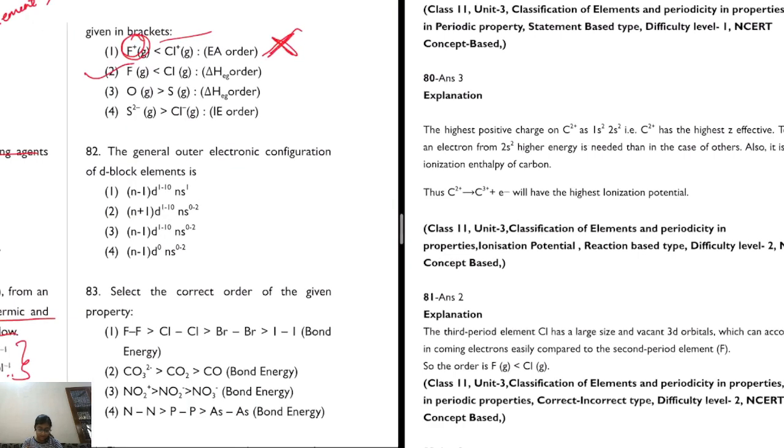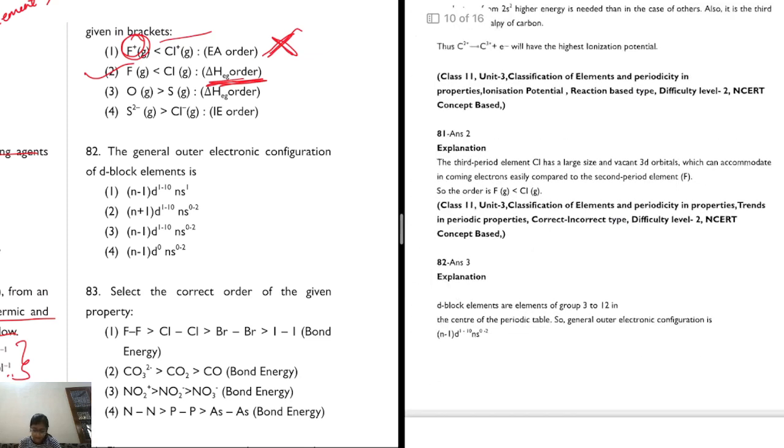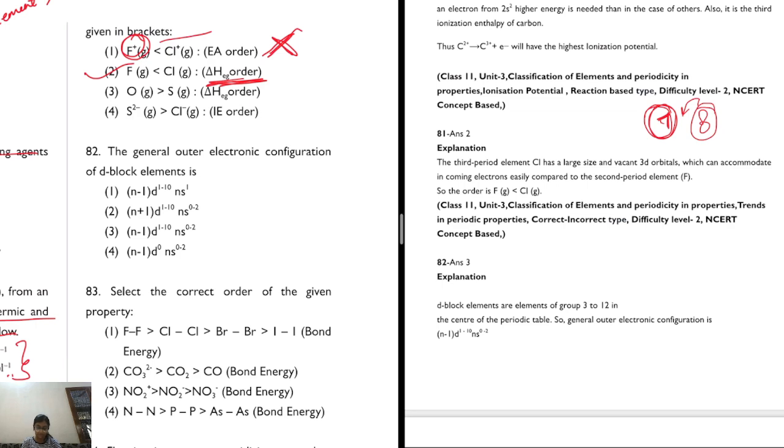Why? Because fluorine already has so many electrons. Therefore, electron repulsion would be there upon addition of an electron. And in the case of chlorine, it has 3d empty orbitals, so it will gain an electron easily. It has vacant orbitals, and in the outermost shell it has 7 electrons. It will easily take 1 electron to achieve noble gas configuration. So this would be our correct answer.